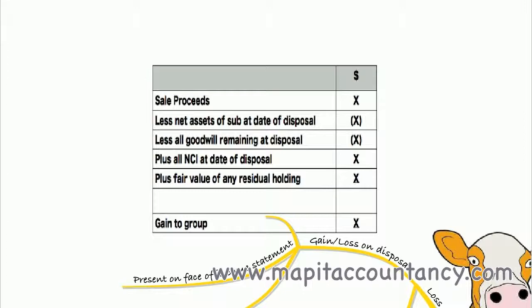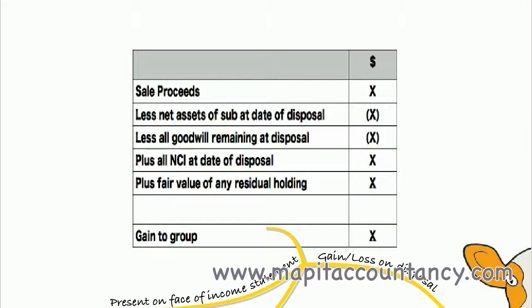Remember, this is a disposal account, so you need to make sure that you learn this working. Very, very important. It's going to be easy if you know it when it comes up. It's going to be difficult if you don't. So we take the sale proceeds, we subtract the net assets of the subsidiary at the date of disposal. So we subtract out those net assets, all of the net assets. We subtract all of the goodwill remaining.